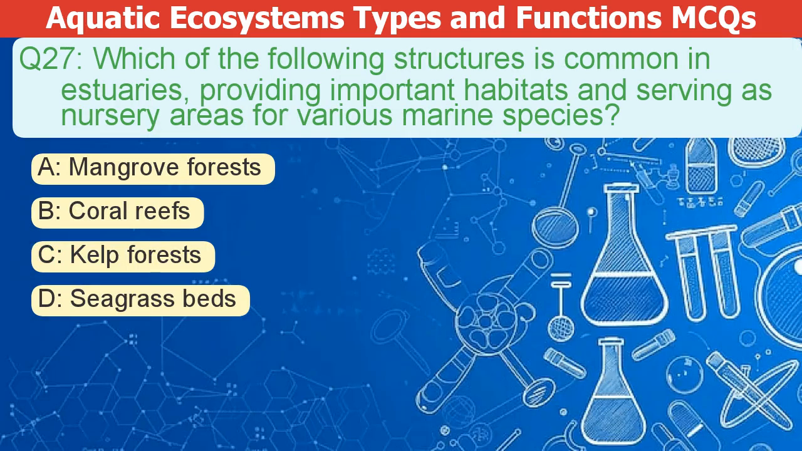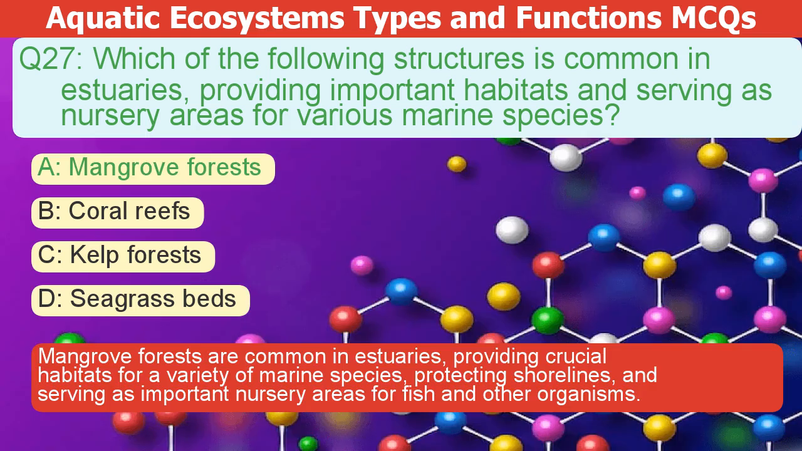Which of the following is an important function of mangrove ecosystems in coastal areas? A. Providing nutrients to the water. B. Preventing erosion. C. Increasing water salinity. D. Boosting fish populations. The correct answer is B. Mangroves help prevent coastal erosion by stabilizing the shoreline.